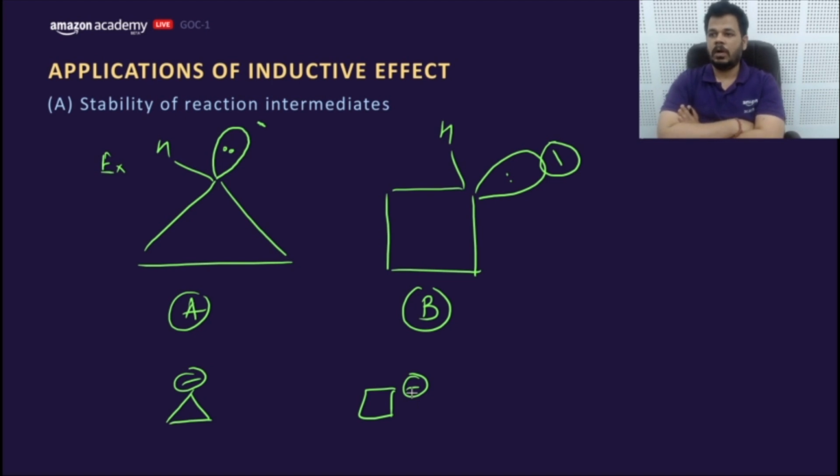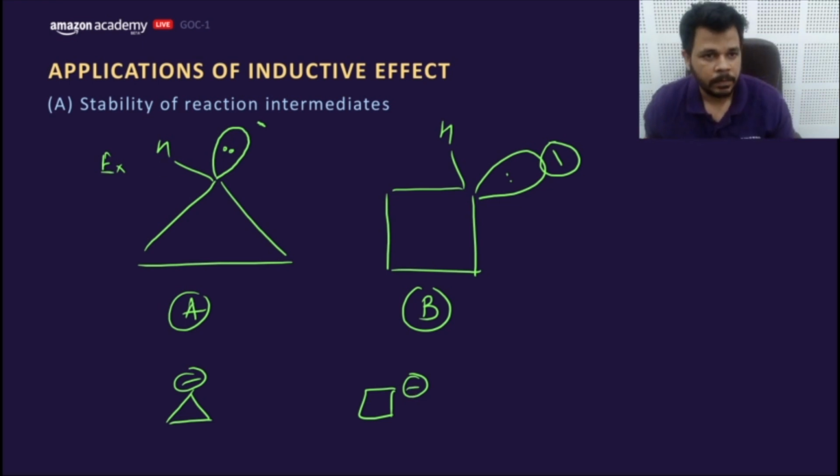Anjali says B, Gaurav says A, JB says B, GT says B. It's a very, very important question. Suraj says B, JB says B. Okay, let's try to solve it.